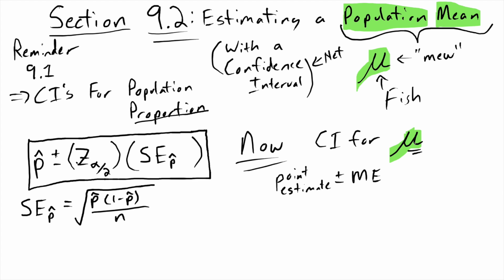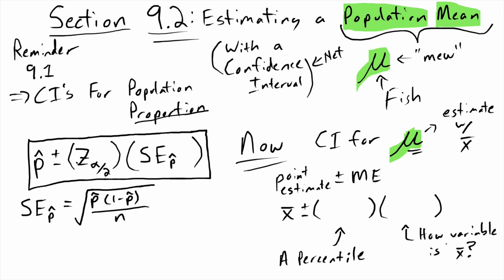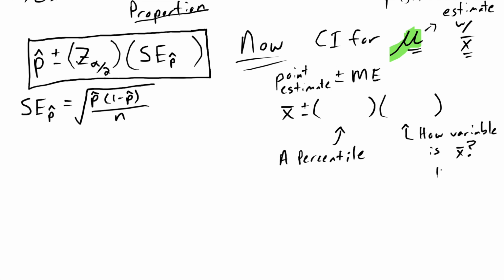What number are we going to estimate the population mean with? Well, why would we use anything else besides the sample mean, x bar? So our point estimate that we're going to stick right in the middle of this interval now is going to be our sample mean. And then we're going to add and subtract the margin of error. And the margin of error has the same two types of quantities. It has a percentile, and it has a number related to how variable our statistic is, the sample mean in this case. So let's deal with the number on the right here first.